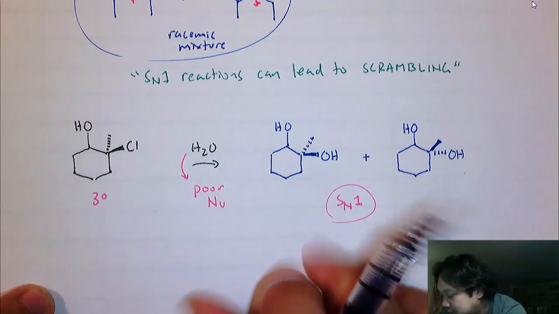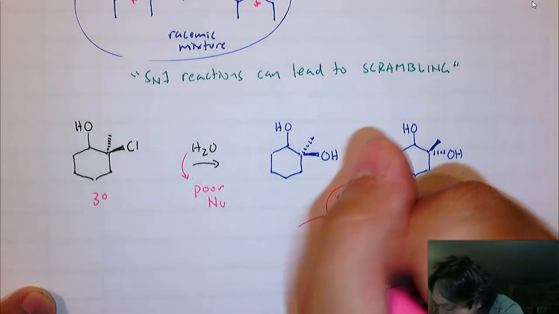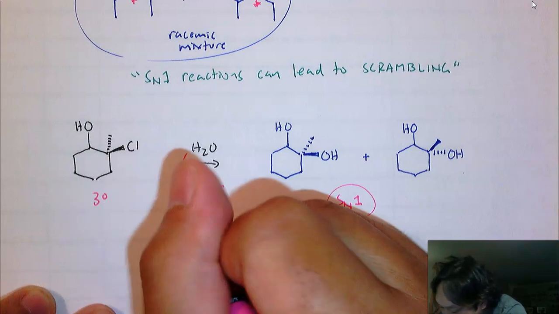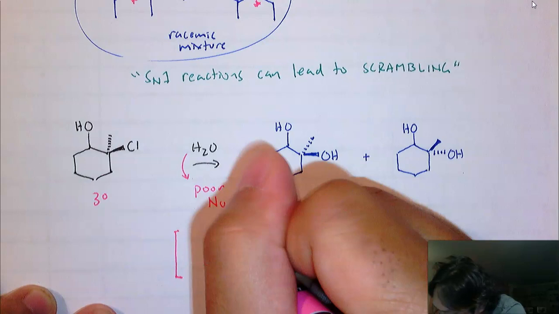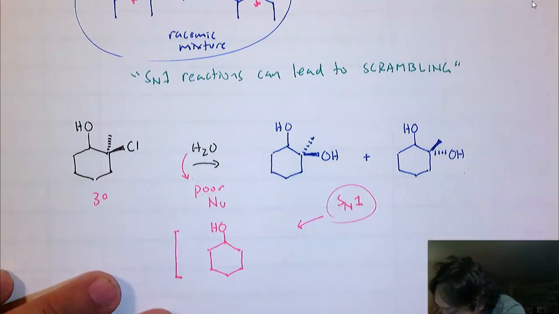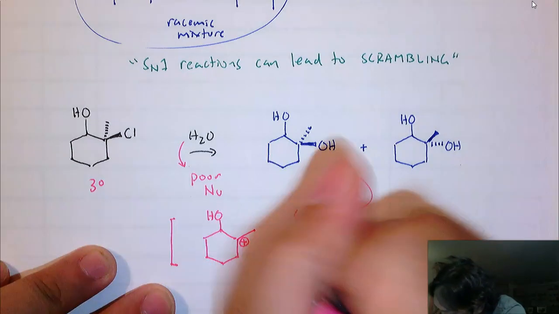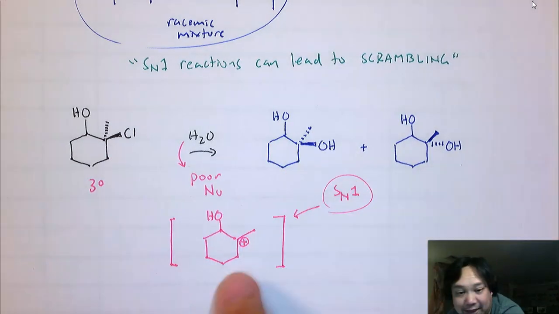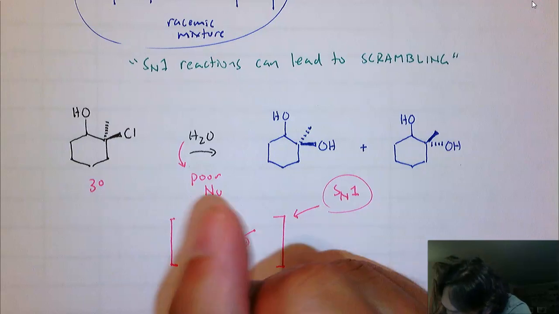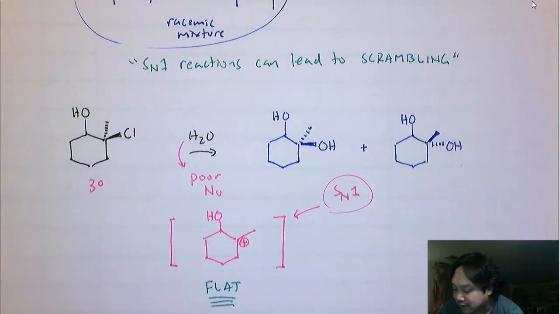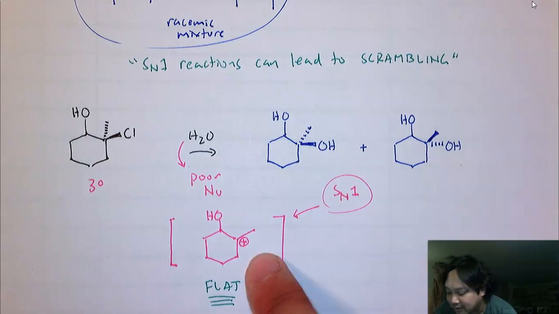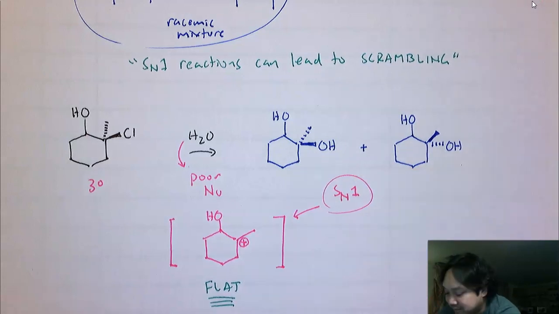If you conclude that this is SN1, you have to visualize that your intermediate is this. Flat. F-L-A-T. And that's why the water can come from the front or the back, and you get scrambling. Scrambling.